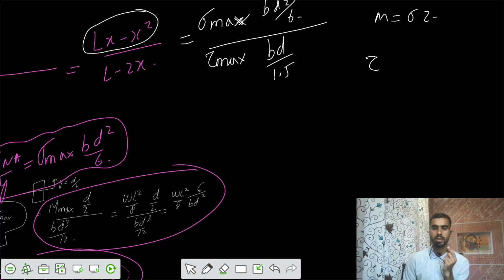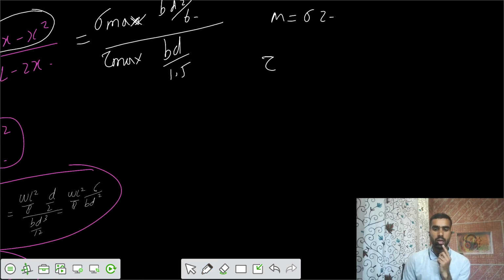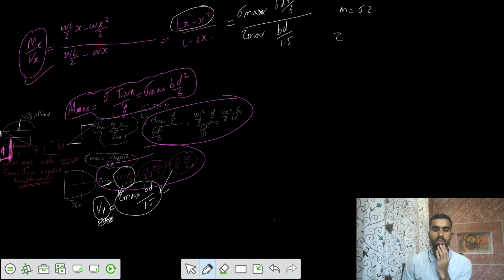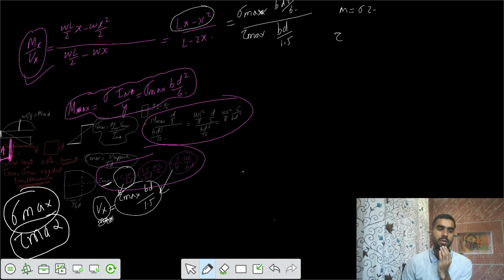So you got this one. Now we had to get the critical location of that x. We got the equation in terms of sigma and tau. We said that sigma should be maximum and tau should be maximum. So now if you substitute the values of when sigma would be maximum and when tau would be maximum, I would say sigma is maximum at the value of WL square by 8 into 6 by BD square, this value.